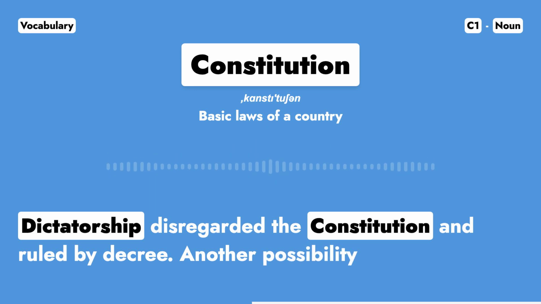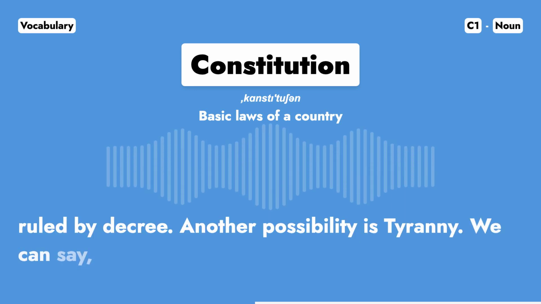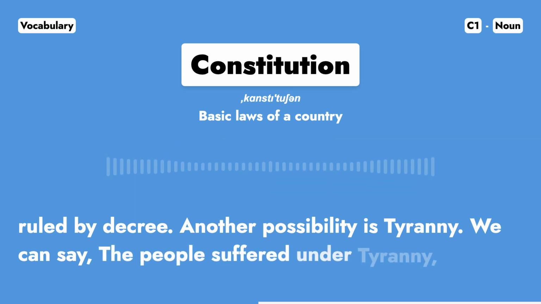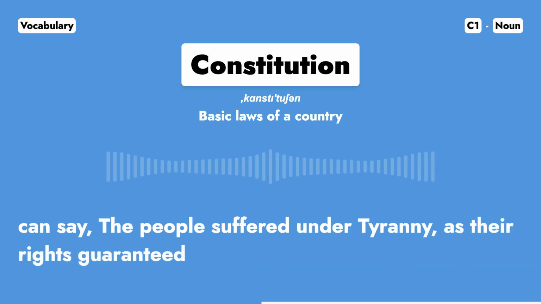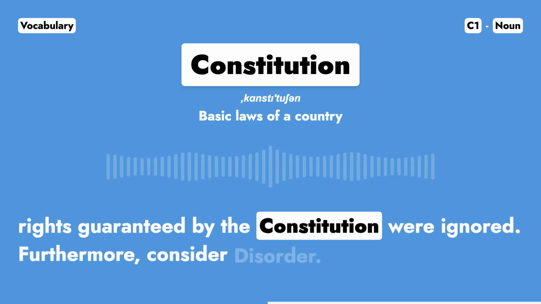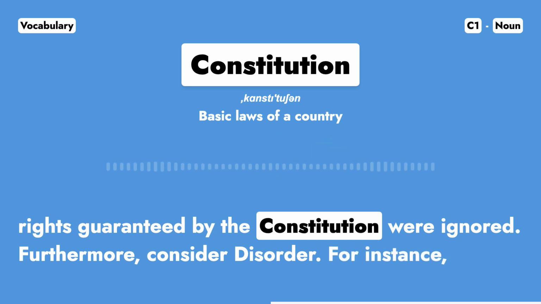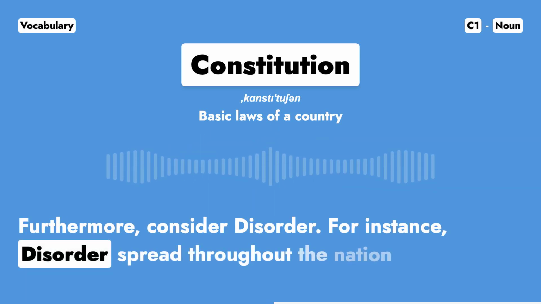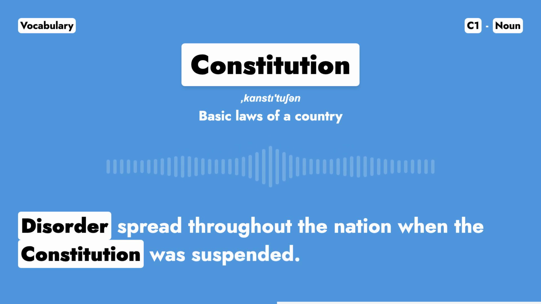Another possibility is tyranny. We can say, the people suffered under tyranny as their rights guaranteed by the Constitution were ignored. Furthermore, consider disorder. For instance, disorder spread throughout the nation when the Constitution was suspended.